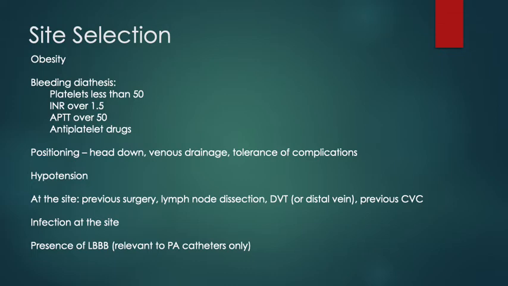And I've written there presence of a left bundle branch block, but that's really only relevant in a PA catheter, where you might insert a right bundle branch block by placing it.